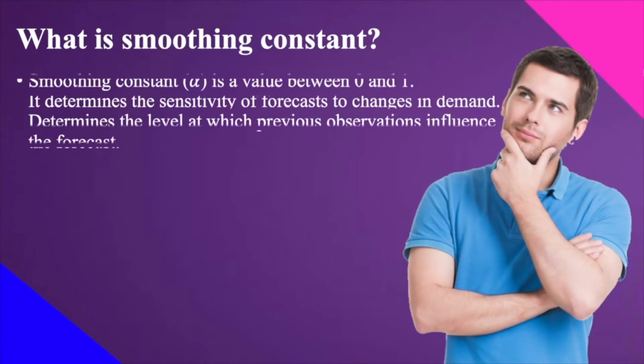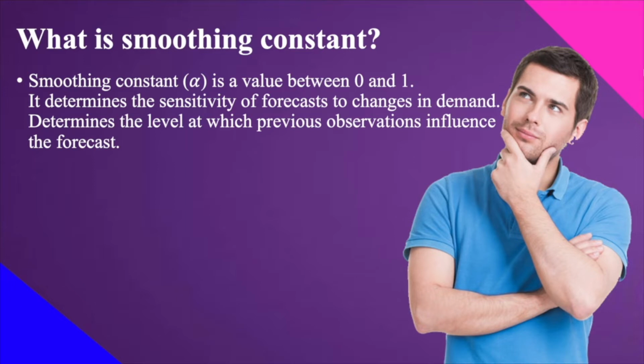Okay. Yes, so when we say smoothing constant, it is denoted by alpha, Greek letter alpha. That is a value, guys, between 0 and 1. So, it can be 0.25, 0.3, 0.4, 0.65, 0.80, something like that. As long as it is a value between 0 and 1, that is a smoothing constant. It determines the sensitivity of forecast to changes in demand.